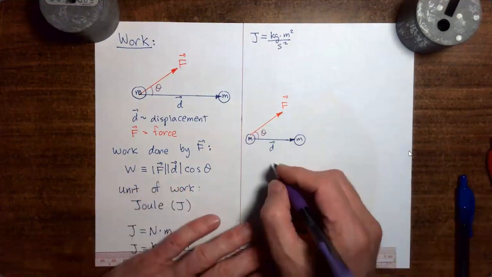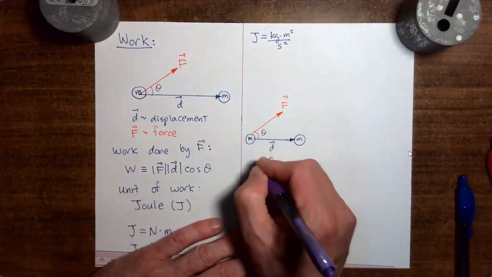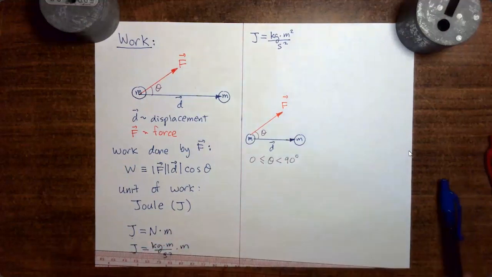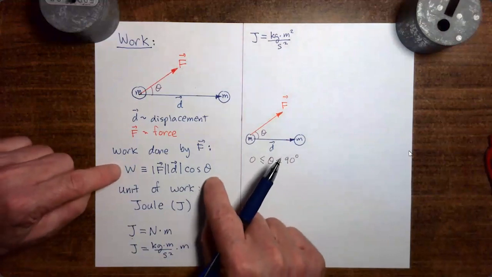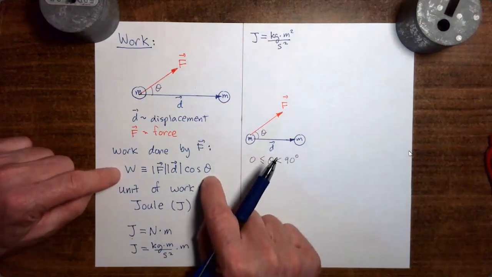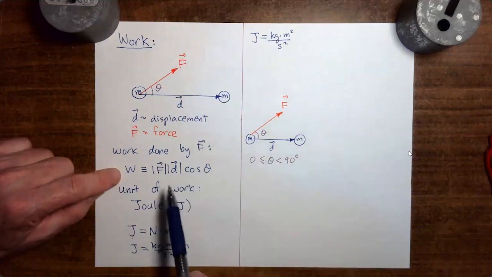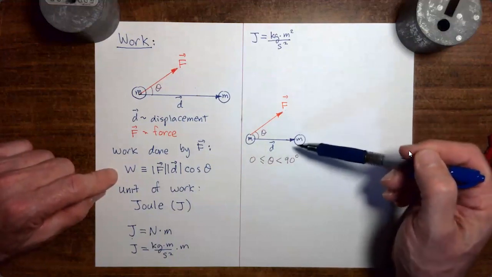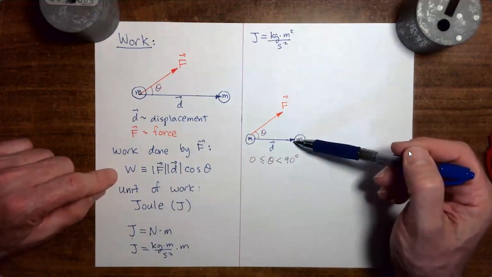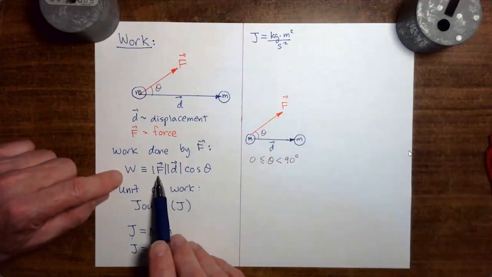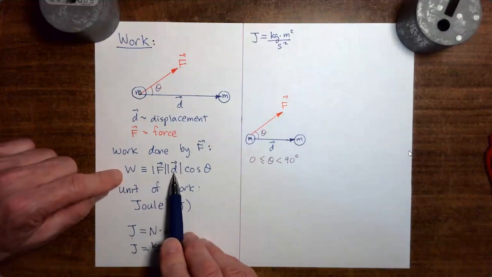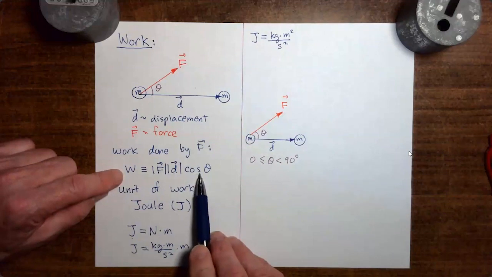Okay, so acute angle means that this angle theta is at least 0 and less than 90 degrees. Now let's ask ourselves if the work is positive, negative, or 0. Well, if we are bothering to compute the work, then that means that we probably have a force which is not 0, and we probably have a displacement which is not 0. In which case, the magnitude of the force would be a positive number, the magnitude of the displacement would be a positive number.